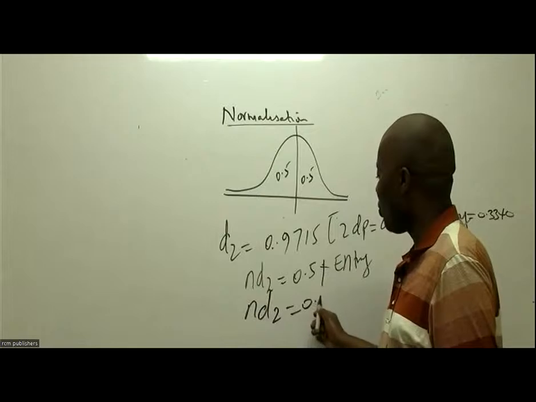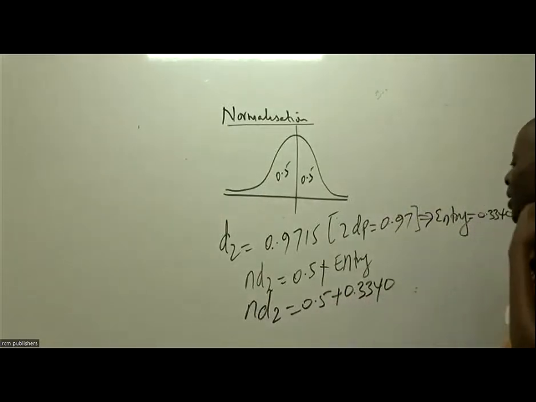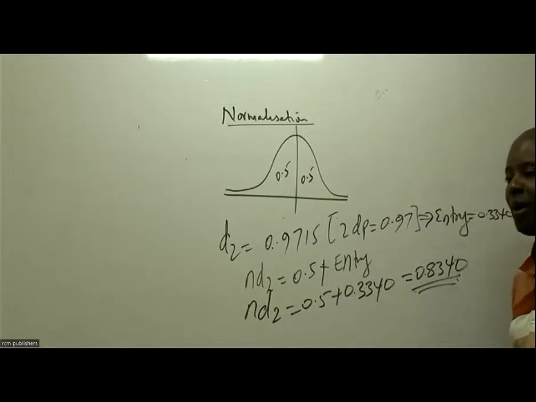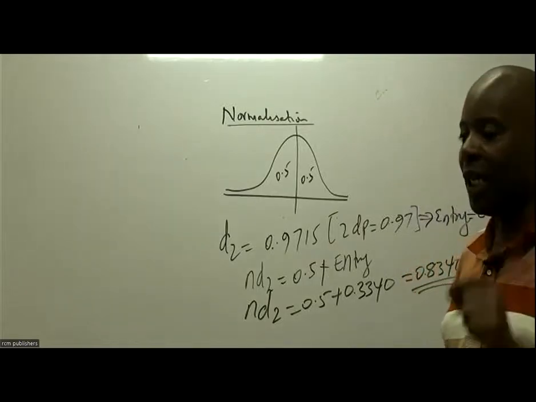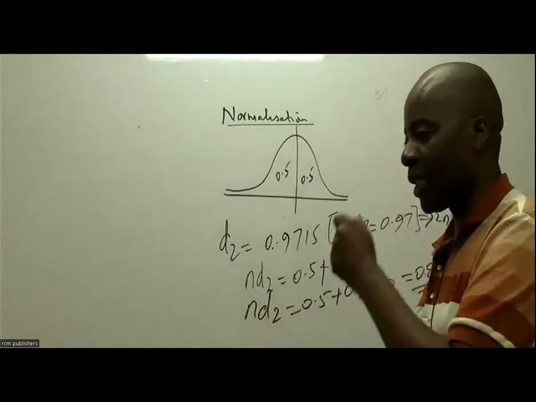ND2 will be equal to 0.5 plus 0.3340, which ends up giving me 0.8340, like that. Thank you so much. So I've been able to get ND2, and I've been able to get ND1. What do you think will be the next step in this particular exercise?